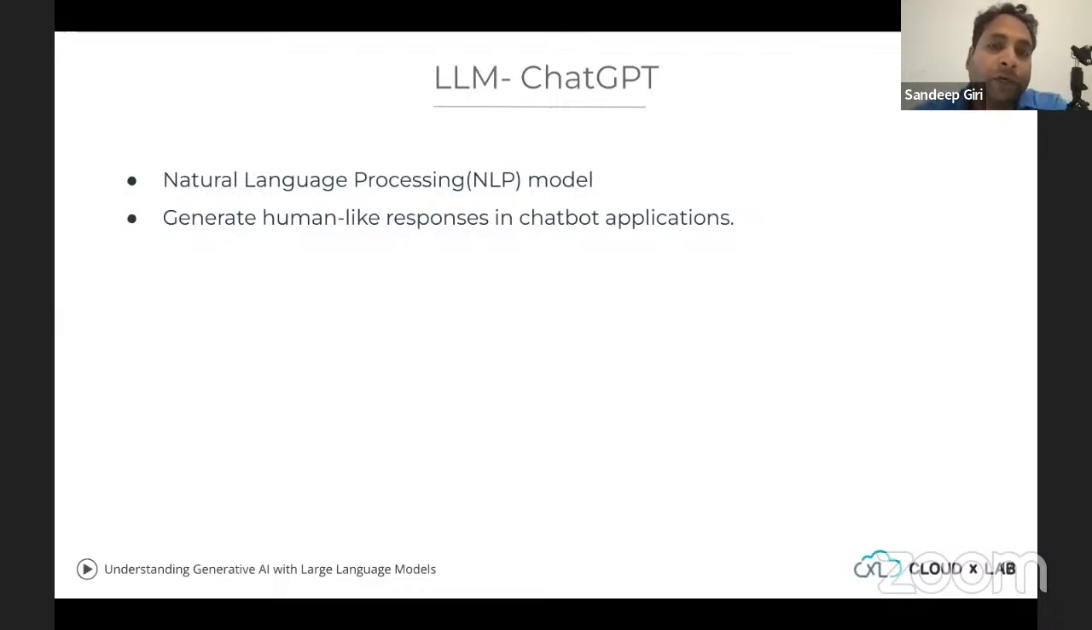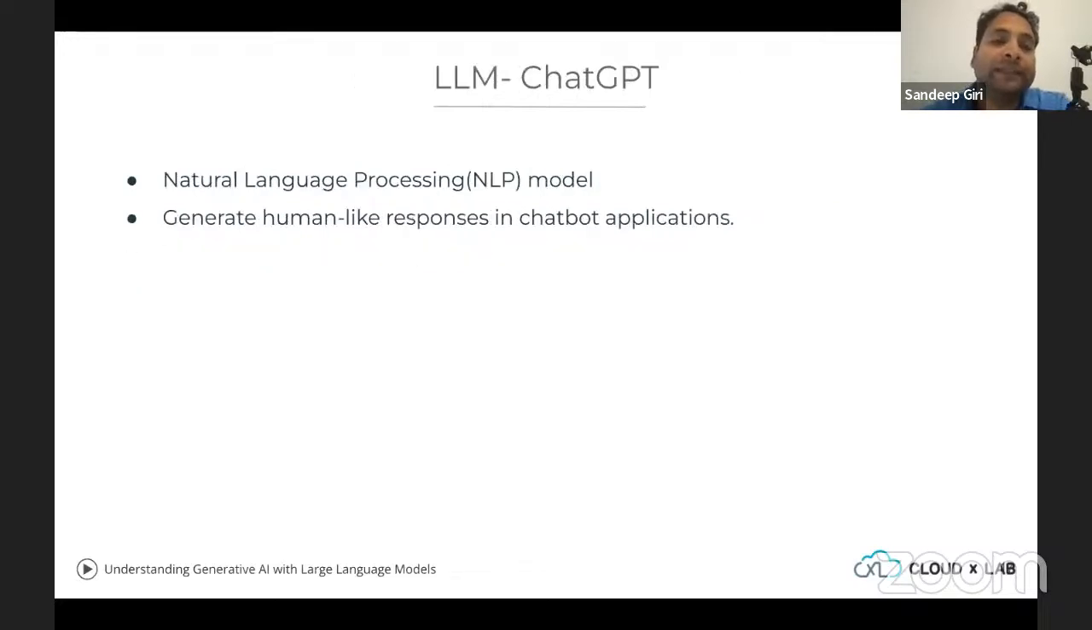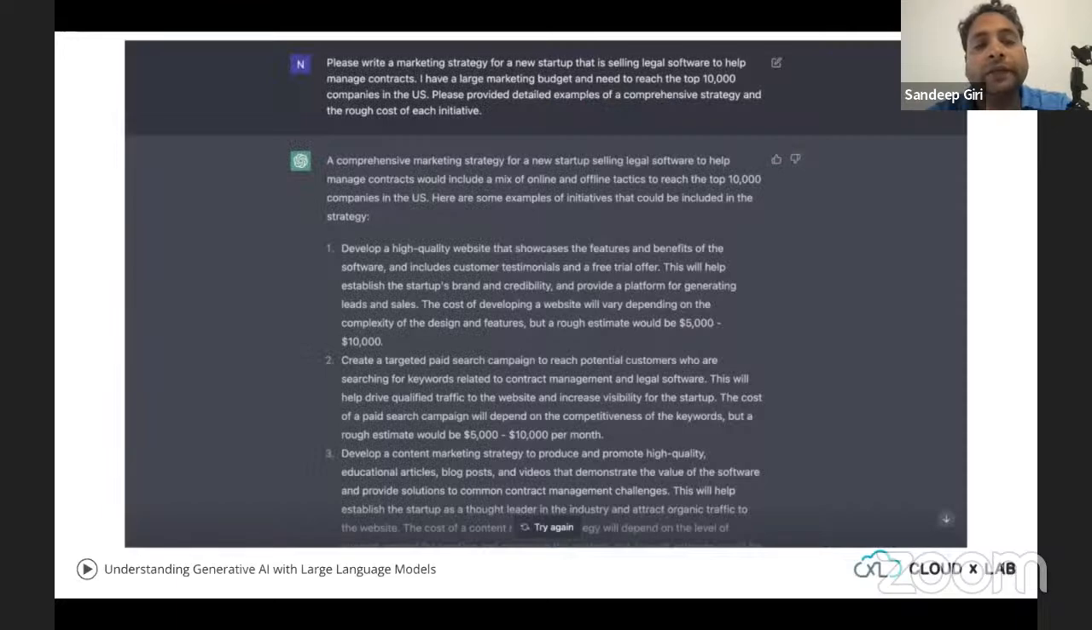So, going back, large language models are basically natural language processing models. They process the language and so on. They generate human-like responses. Now, I think a better way is to look at what ChatGPT does. So you can actually just go to ChatGPT and try.